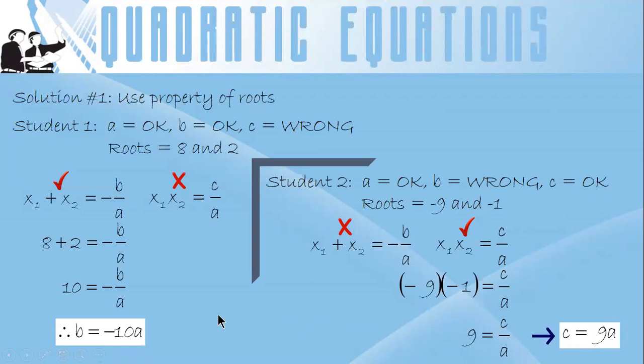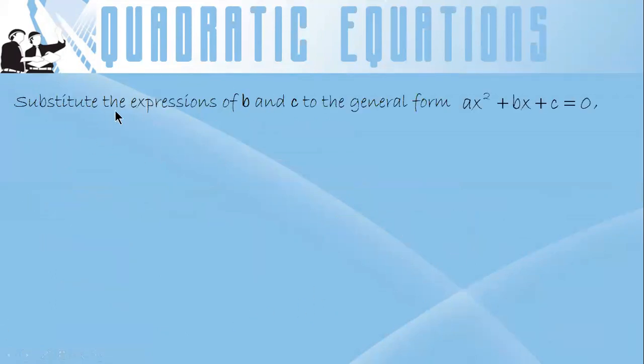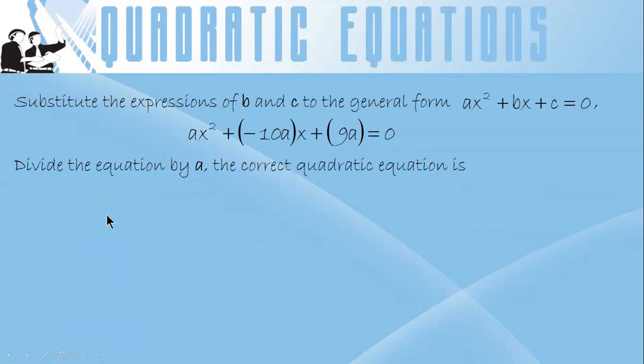Next, we substitute B and C. Substitute the expressions of B and C into the general form of the quadratic equation. So B is replaced, C is replaced. You have this. Next, divide the equation by a. And the result is x squared minus 10x plus 9. Correct. Negative 10x plus 9 equal to 0.